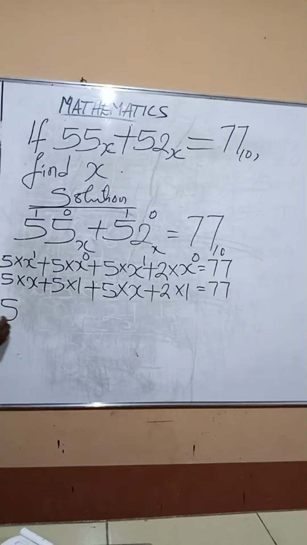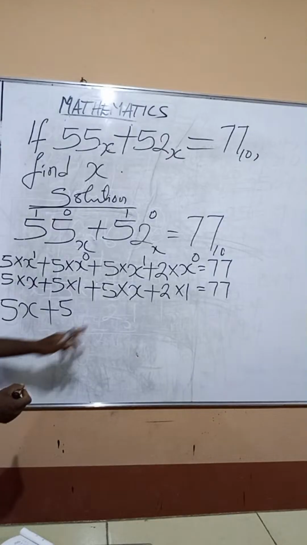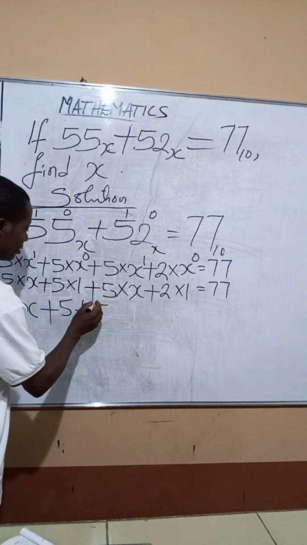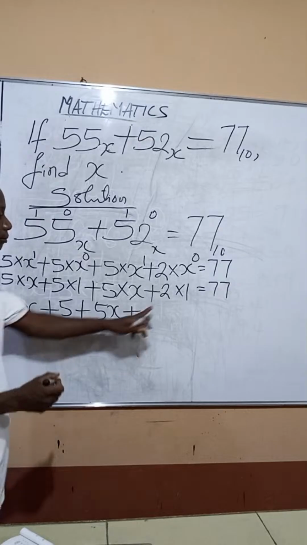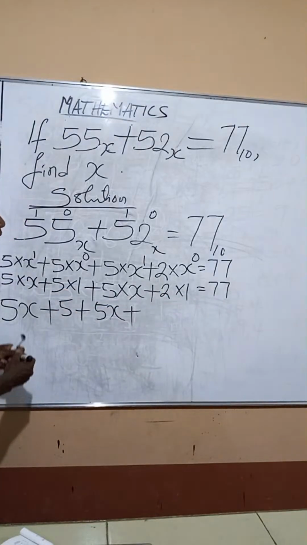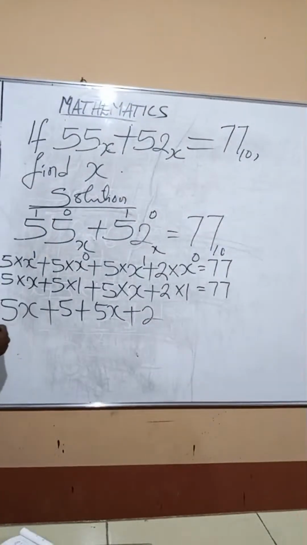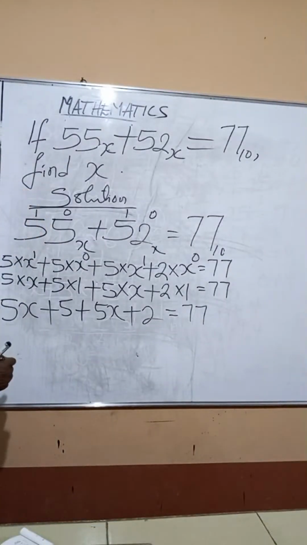5x. Then plus 5 times 1 is 5. Okay? Then 5 times x is still 5x. Then plus 2 times 1. Okay, 2 times this one here is simply 2. Then we can simply equate everything to 77.